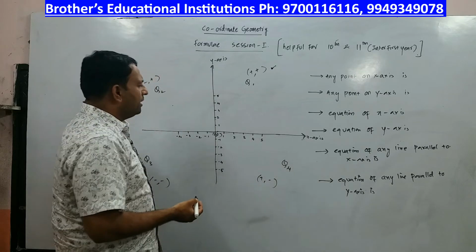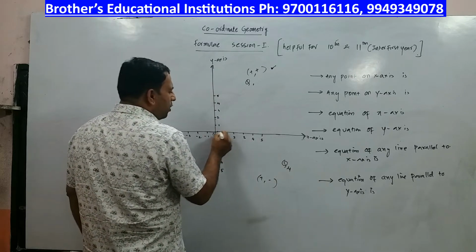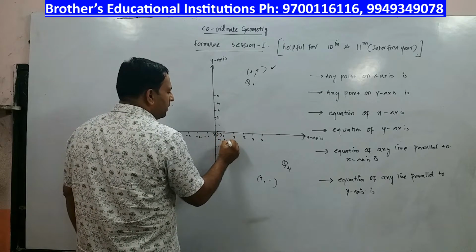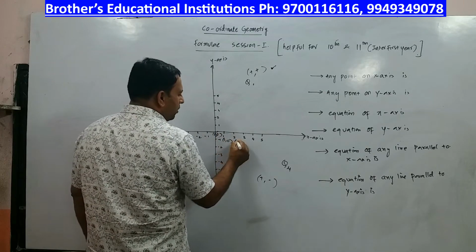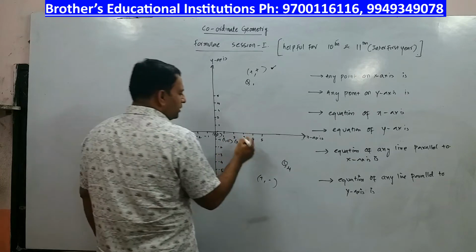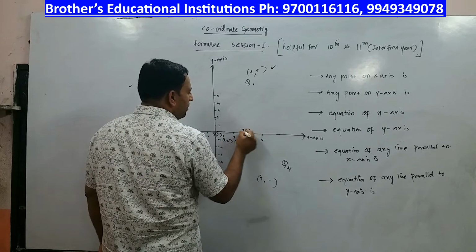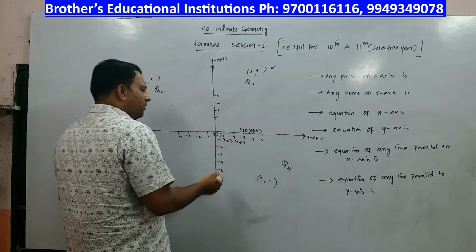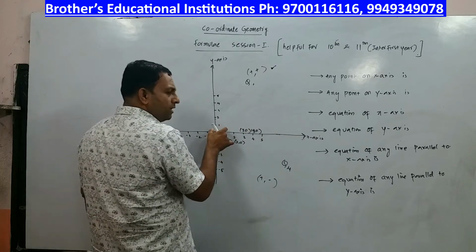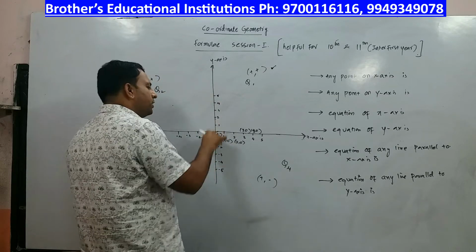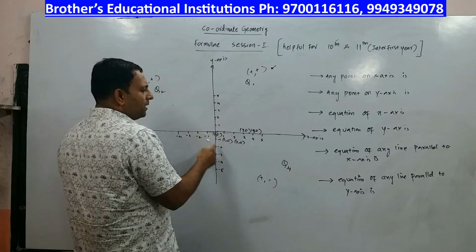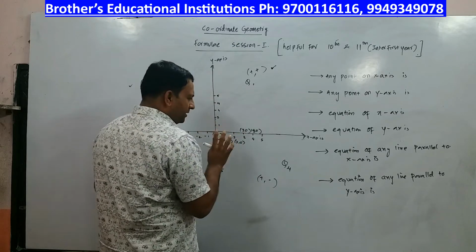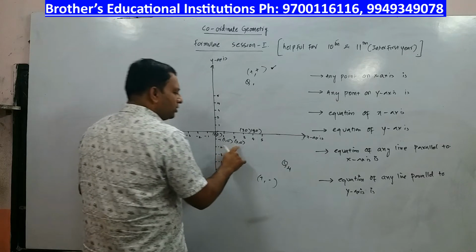Apart from that, if I write this as 1, how do I represent it? This point is called (1, 0). This point is (2, 0). This point is (3, 0). This point is (4, 0). If you observe, why is it (1, 0)? It makes a length of 1 unit on the x-axis but 0 units on the y-axis. Similarly, this makes a length of 2 units on the x-axis but 0 units on the y-axis. So this is (2, 0).